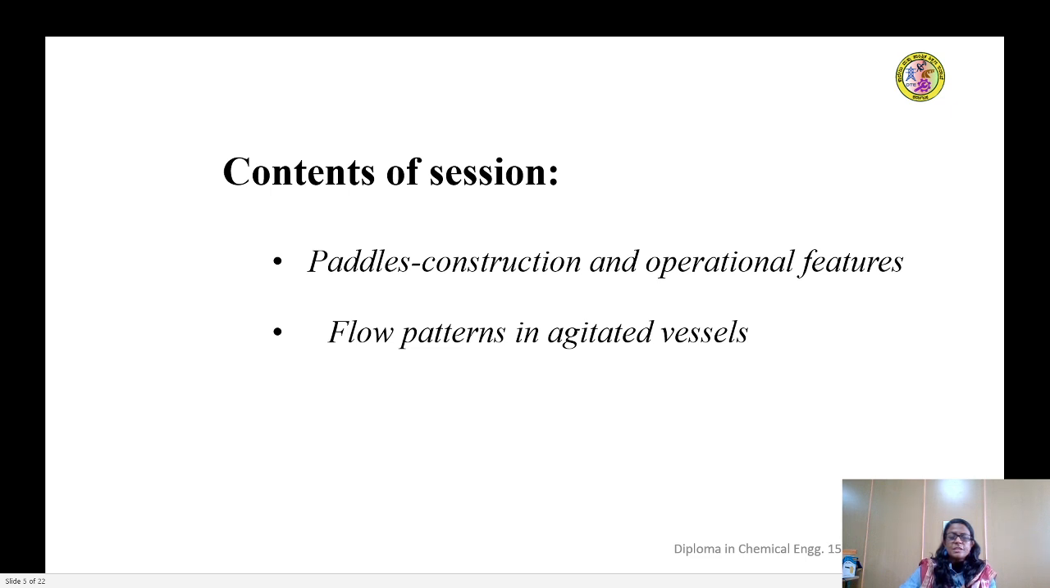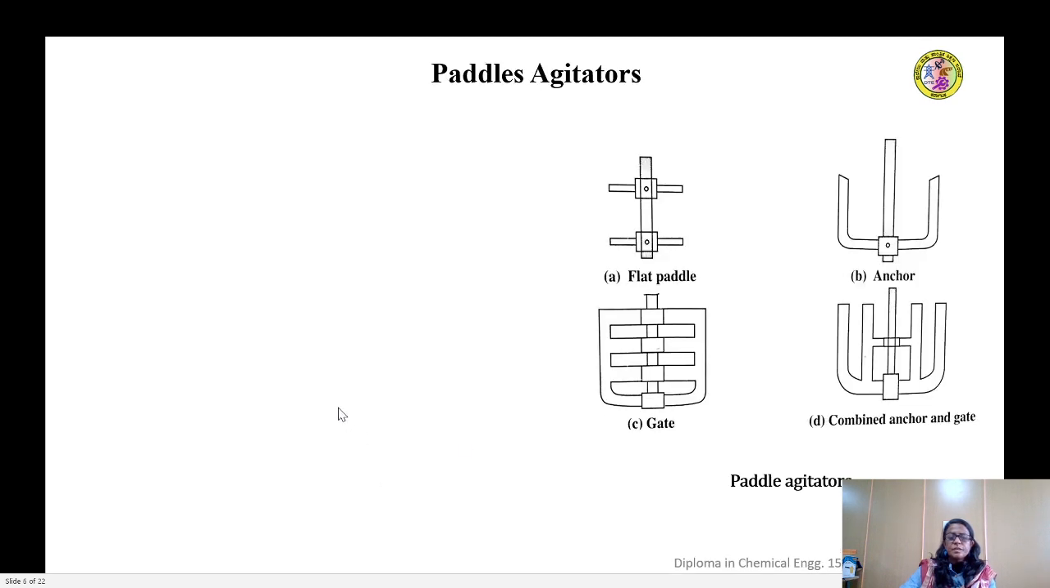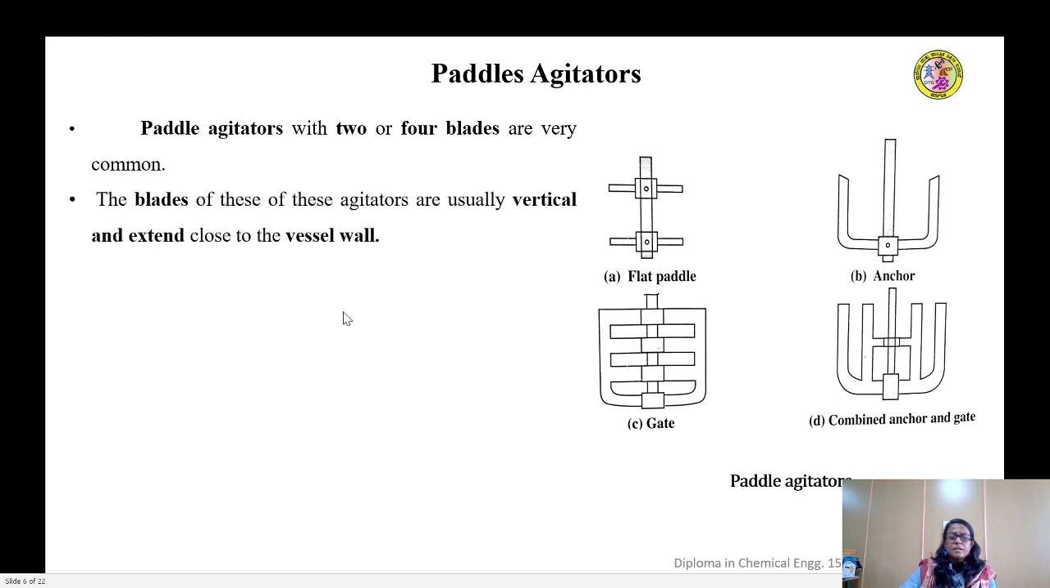So today's class discussion is about paddle type impellers, their construction and operational features, and the flow patterns that are created in agitated vessels. Paddle agitators with 2 or 4 blades are usually common in agitated vessels. They consist of blades which are vertical, that is parallel to the axis of the shaft, and usually they extend close to the vessel wall.